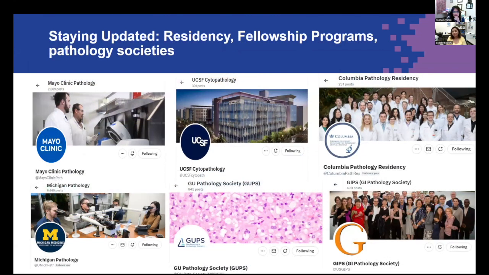Now, in addition to this, social media is a great way to keep up with news about residency and fellowship programs, as well as updates from pathology societies. And by following these accounts, for example, UCSF Cytopathology or Mayo Clinic Pathology, you can follow their social media handles, and you can easily find about their application deadlines, new programs, their conferences, and new fellowship openings, or even faculty job openings. And this makes the most of the opportunities available in the field of pathology.